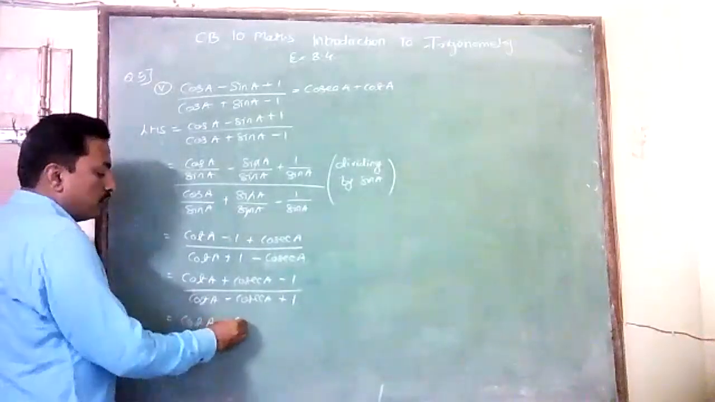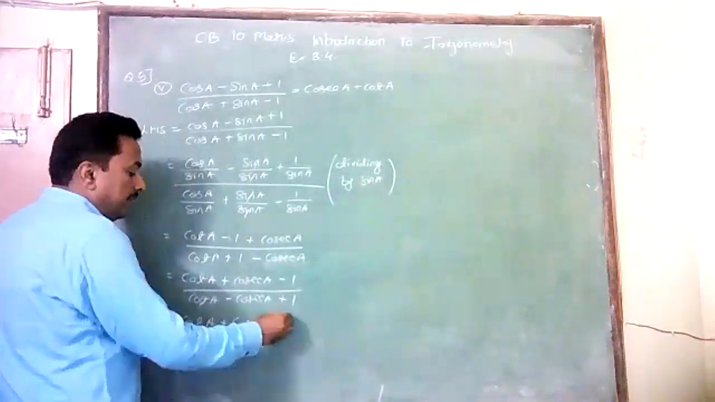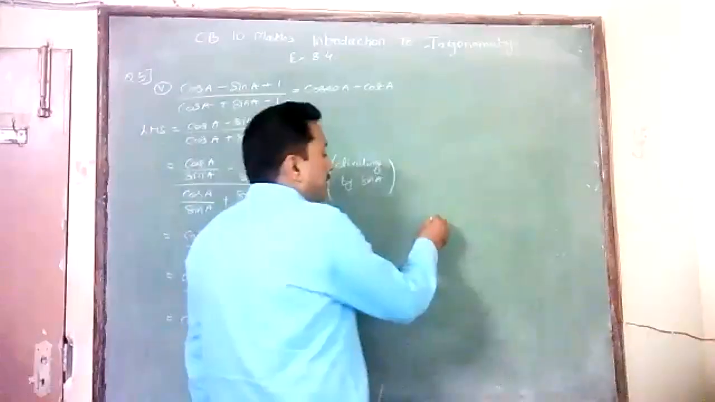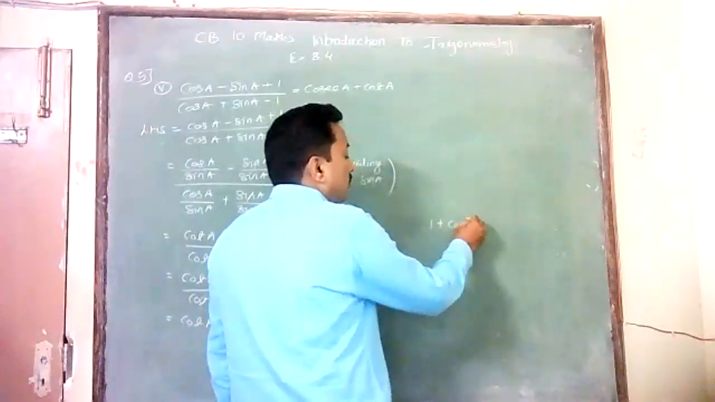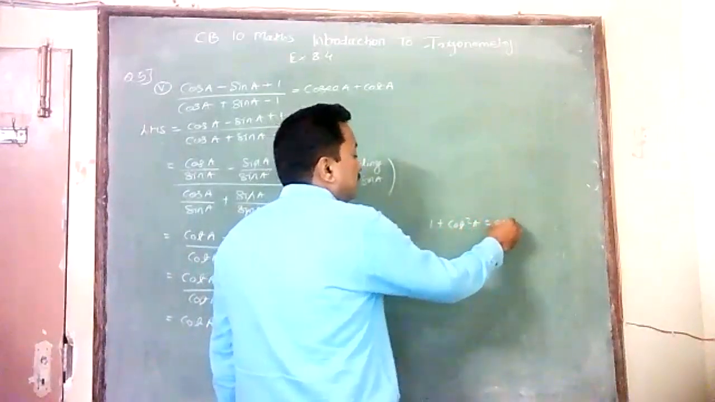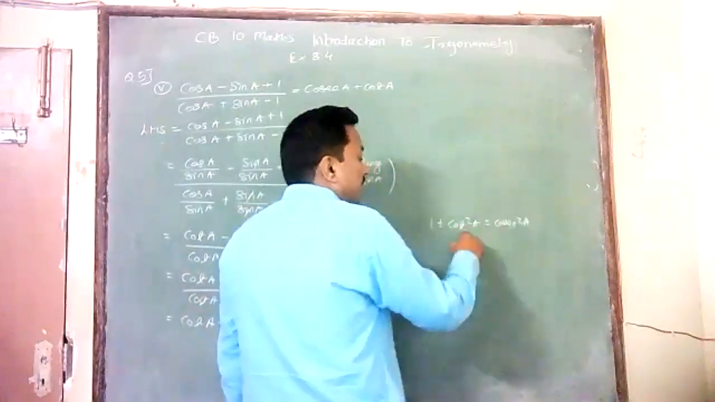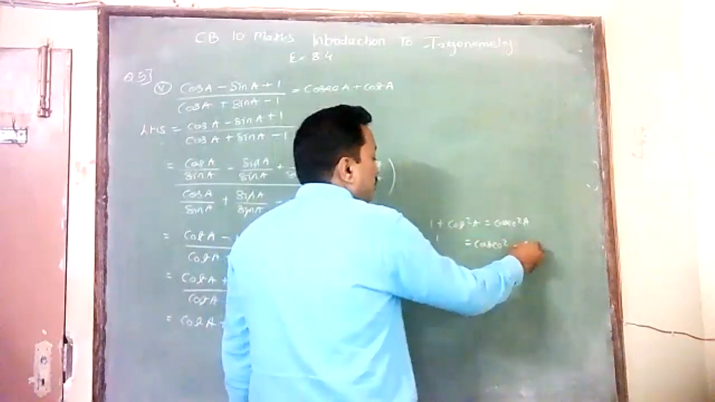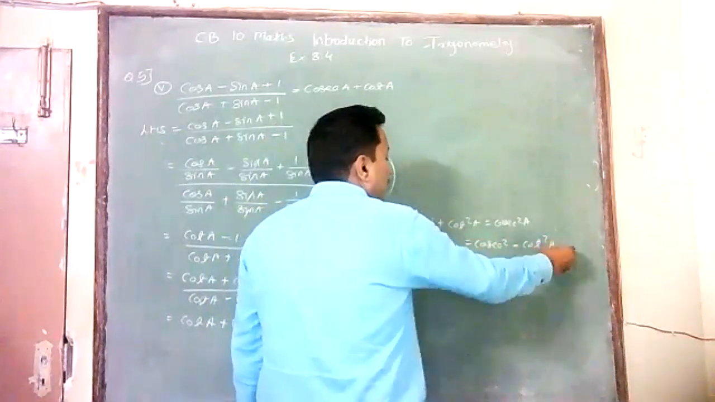झापड़ बजानी चाहिए तुम लोगों को. Cot square a is equal to cosec. तो shift this cot that side. सिंपल, उसने तो सब बताया था. उसका थोड़ा दिमाग लगा लेते तुम लोग. ये काम हो जाता.